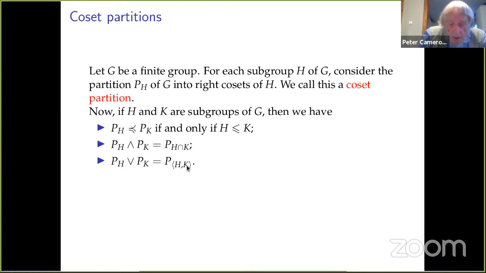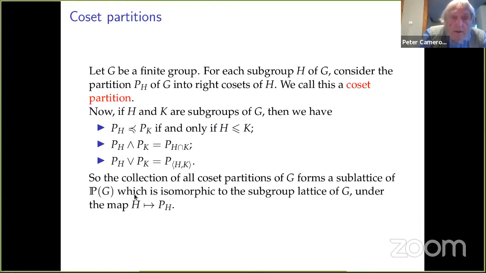So questions about coset partitions can always be brought back to questions about subgroups of the group. And in particular, from these things, you see that the coset partitions form a sublattice of the partition lattice on G, and it's isomorphic to the subgroup lattice of G. You just map a subgroup H to its coset partition, and that gives you an isomorphism. So inside the partition lattice, you can find the lattice of coset partitions of the group.